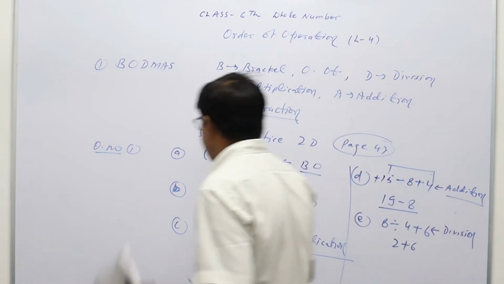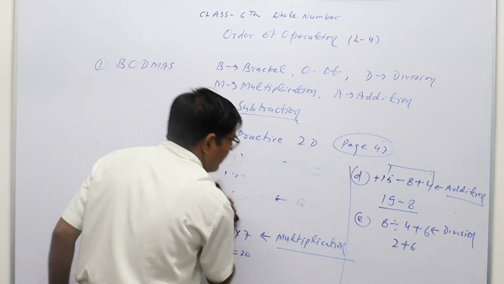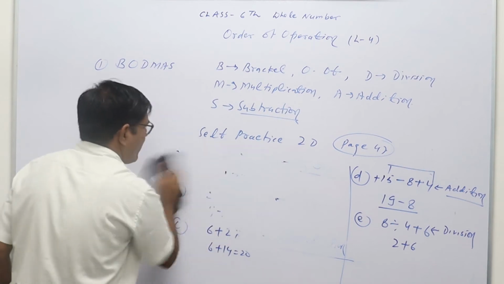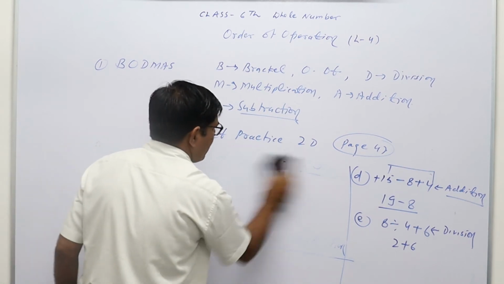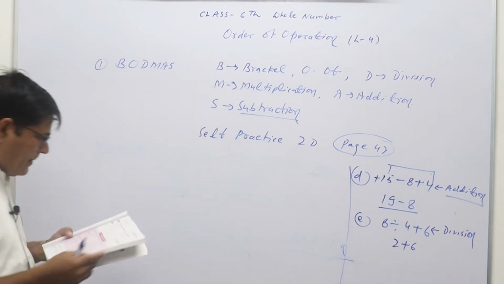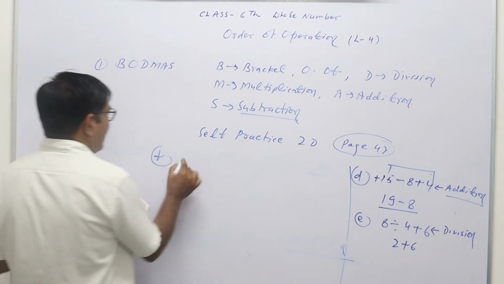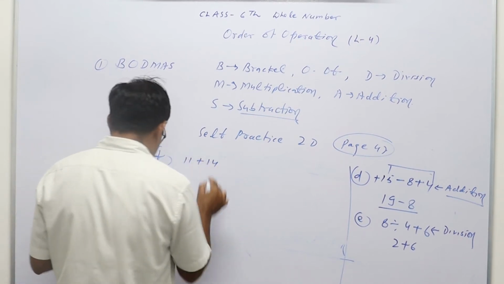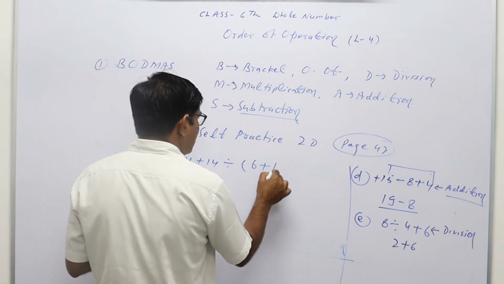Okay. Now the next question is F: 11 plus 14 divided by 6 plus 1.